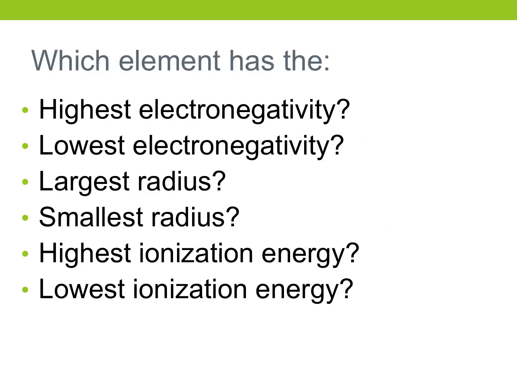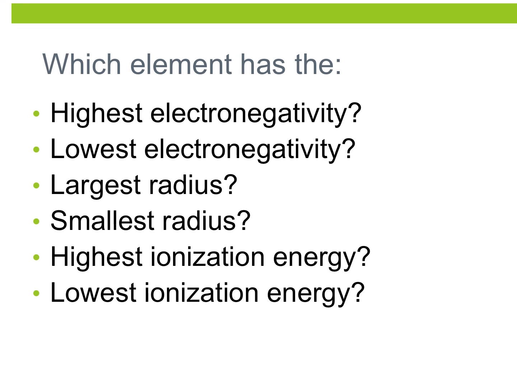Okay, we're going to do just a couple practice problems. A few together, then you're going to do some on your own. What's the element with the highest electronegativity? Just yell it out loud. Fluorine has the highest electronegativity. What about the lowest electronegativity? Okay, we're going to go cesium, bottom left. What about the largest radius? What's the biggest atom? Cesium.